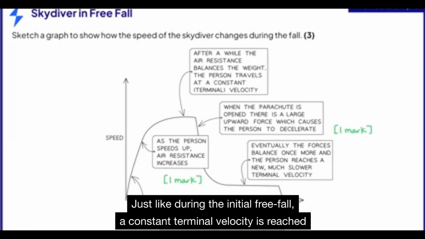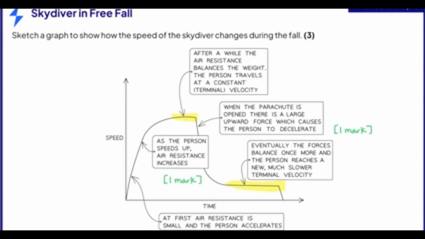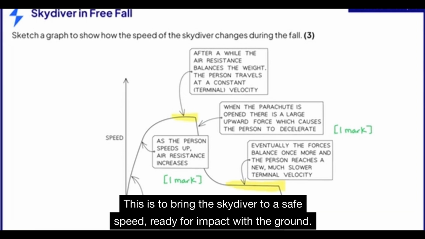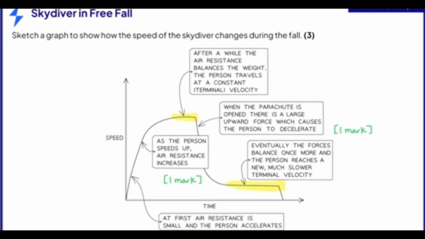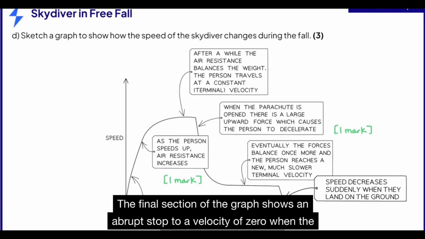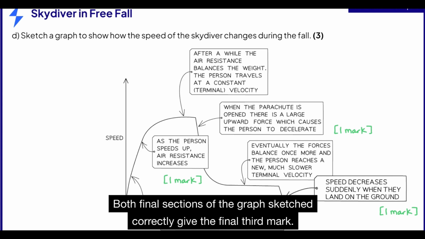Just like during the initial freefall, a constant terminal velocity is reached during freefall with the parachute. As you can see from the graph, this is much slower than before. This is to bring the skydiver to a safe speed, ready for impact with the ground. The final section of the graph shows an abrupt stop to a velocity of 0 when the person makes an impact with the ground. Both final sections of the graph, sketched correctly, give the final 3rd mark.